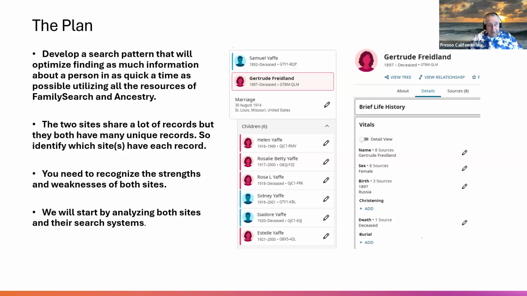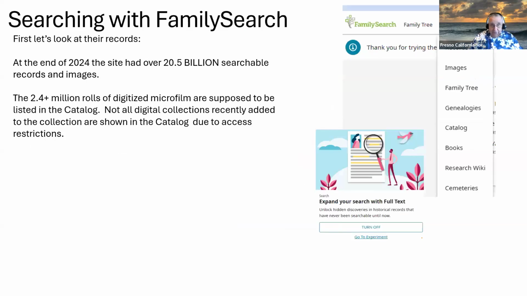So we want to identify which sites have which records so that we can gather these in and attach them to our people. And we need to recognize the strengths and weaknesses of both sites. So we'll start by doing that. We'll analyze both sites and their search systems.